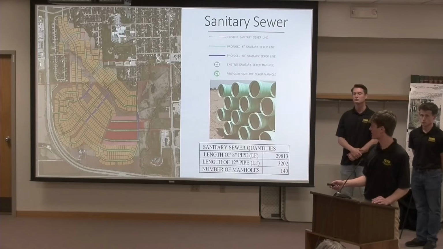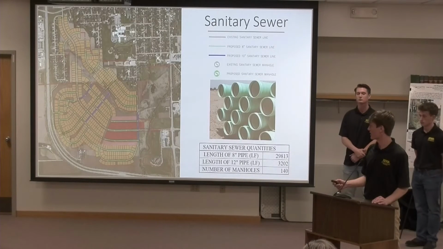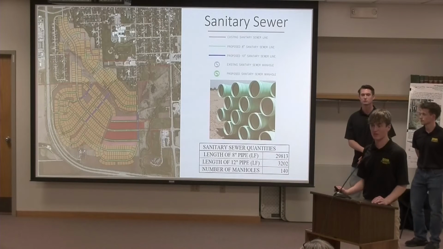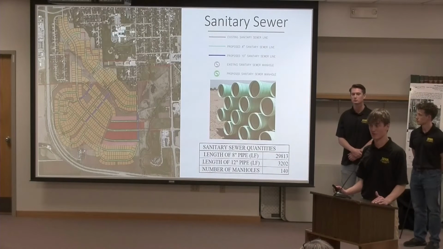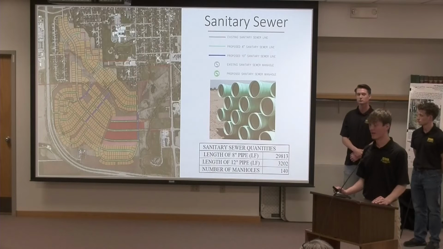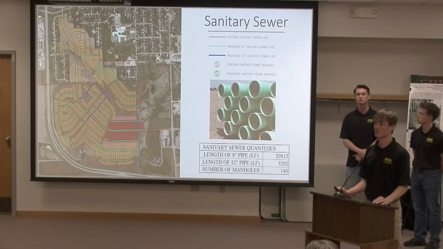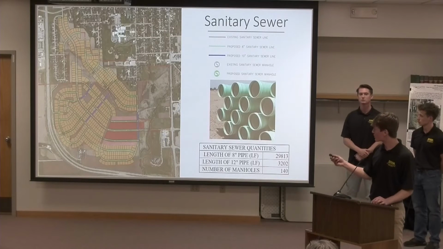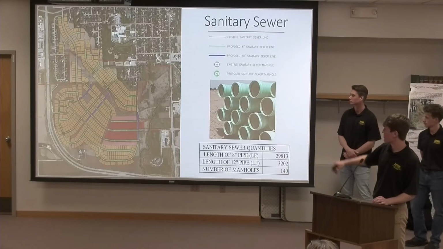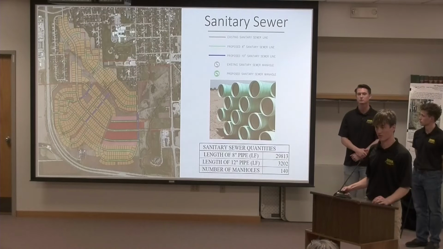So after we determined that that line was feasible, we were then able to design the rest of the sanitary sewer lines. 8 inches was an adequate size for all of those pipes. However, we did propose putting a 10-inch pipe in 3 locations. They're shown in blue there on the screen.